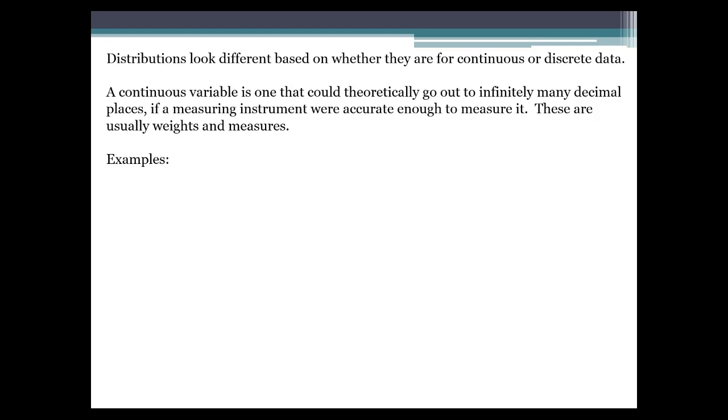Distributions are different based on whether we are graphing discrete data or continuous data. So let's look first at continuous data. A continuous variable is one that, in theory anyway, could go out to infinitely many decimal places. Usually these are just weights and measures. A couple of examples here: time, height. Those kinds of things are pretty much always continuous.